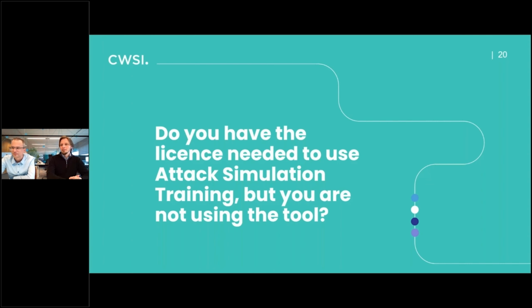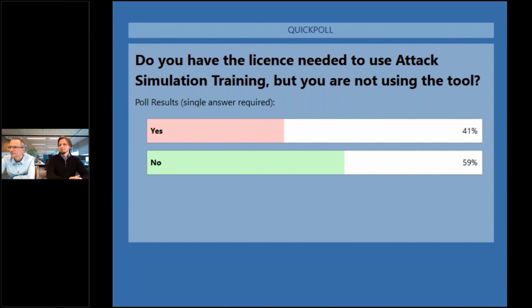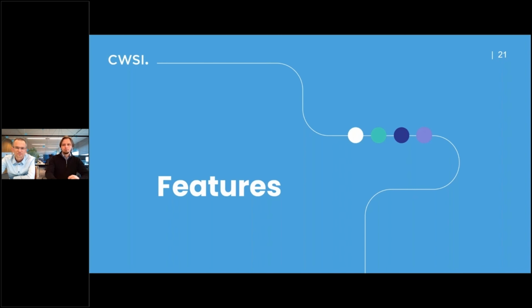I think we've given everybody the time, so let's look at the results. Okay. So it looks like a little more than half of you don't have a license currently, but a little less than half already have a license but are not using it. That's very interesting. And then I think let's go ahead and talk about the actual features.